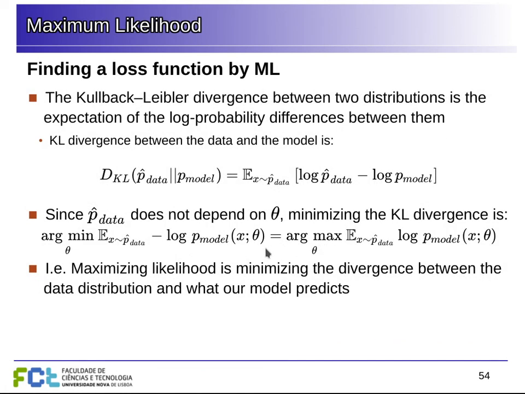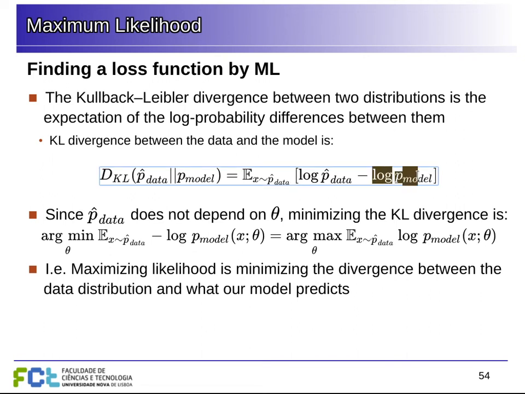This Kullback-Leibler divergence is a measure of the divergence between two probability distributions, and it's measured by the expected value of the difference between the log probabilities, like this. So if we use this to compare the probabilities that our model is telling us to the distribution that we have in the data, since the data is not dependent on the parameters of our models, then minimizing this divergence corresponds to maximizing this part here. So it's the same thing.